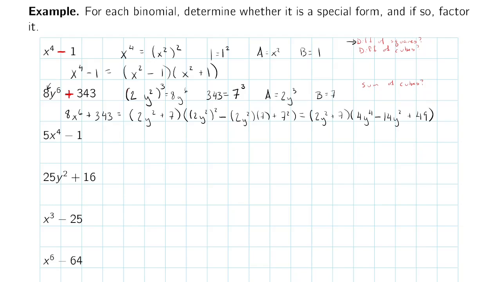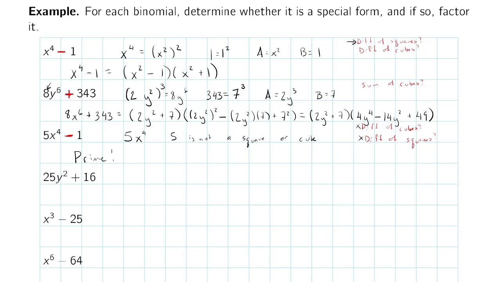Okay, next. Let's see. I have subtraction. So this could be a difference of cubes or a difference of squares. But looking at this first term, 5x to the fourth, 5 is not a square or a cube. So this is not a difference of squares. It's not a difference of cubes. This is prime. Once I identify it as prime, I can stop.